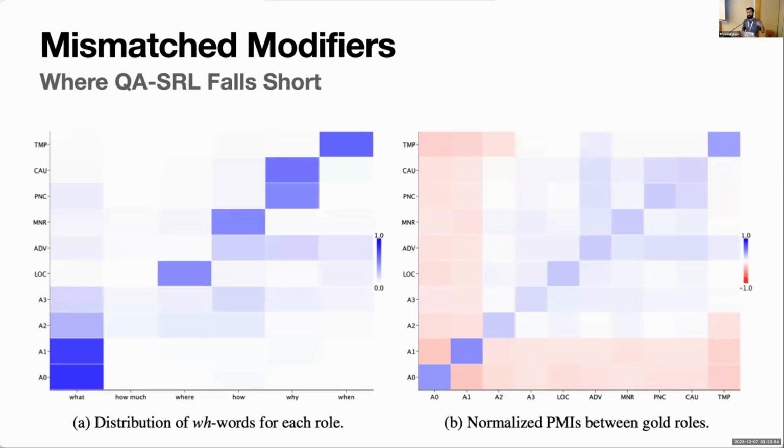If you might have seen very quickly on the slide earlier when I showed the roles for the verb give, there were a couple of roles at the bottom for modifiers, adjuncts like temporal and manner and cause and purpose and this sort of thing. And it doesn't do very well. The reason it doesn't do well is that QA-SRL just has when, where, how, and why questions, that sort of thing.